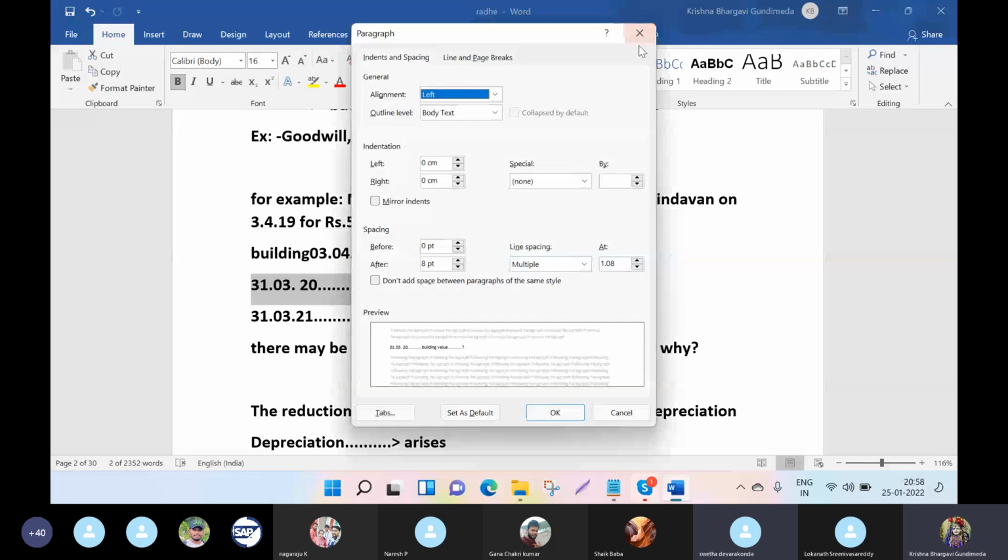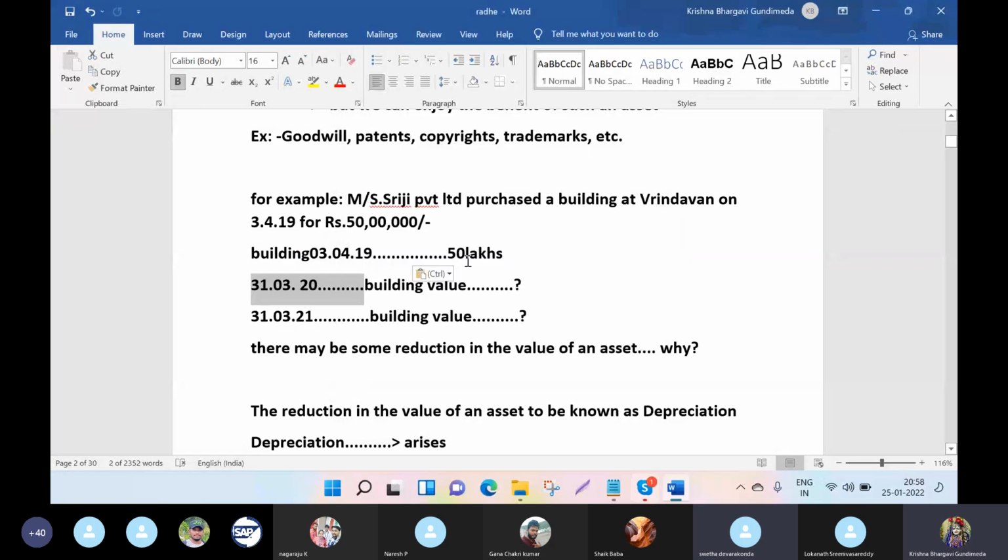Is the same value going to be there at the end of the year, 31st March 2020? What will be the value at the year end 31st March 2021? Will the same value be recorded in the books of accounts or not? So there may be a reduction in the value of an asset, whether it is used or not. The value might be reduced from 50 lakhs, and some percentage of the amount will be reduced.